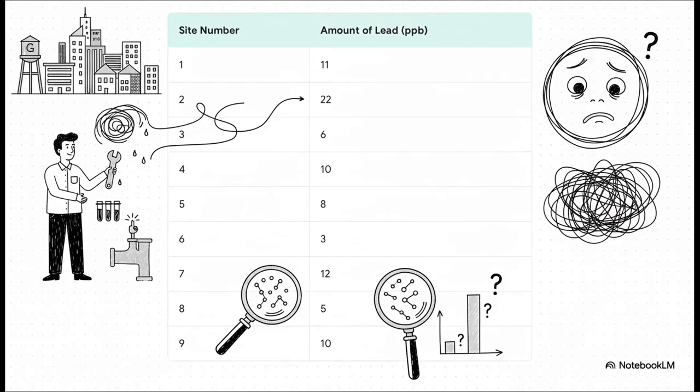Okay, so our story kicks off right here, in a neighborhood in a city called Greenville. A technician went out and took 20 water samples to test for lead. And this is what they got back. Just a table of numbers. Site 1 has 11, Site 2 has 22, Site 10 has 40. I mean, looking at it like this, it's just a sea of numbers. It's a mess. It's almost impossible to spot a pattern or figure out what's really going on.